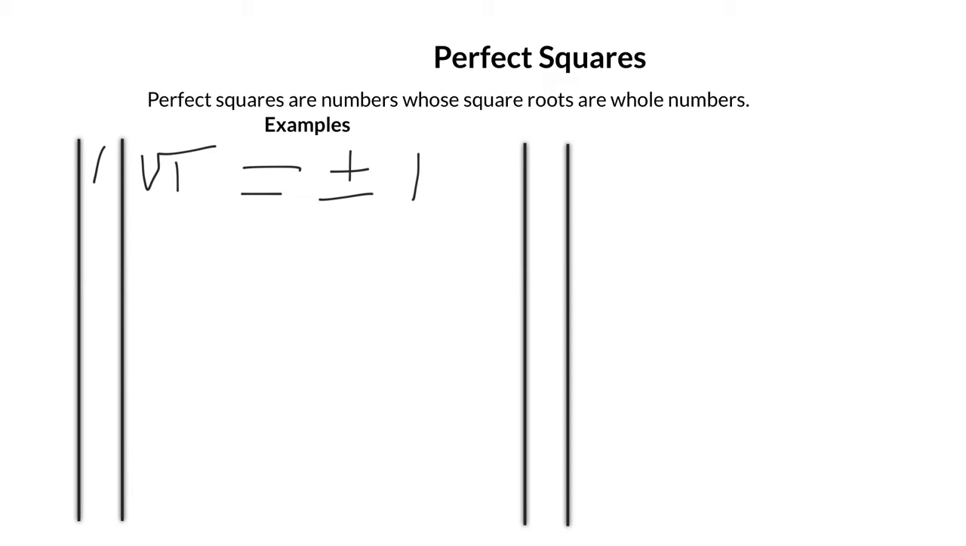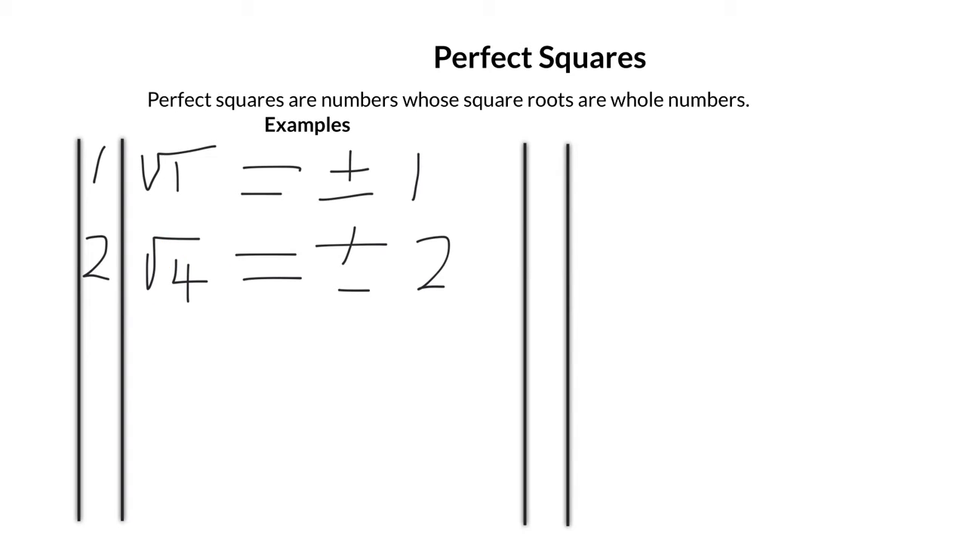Example number 2. Square root of 4. Square root of 4 is plus or minus 2. 2 here is a whole number. Therefore, 4 is a perfect square.